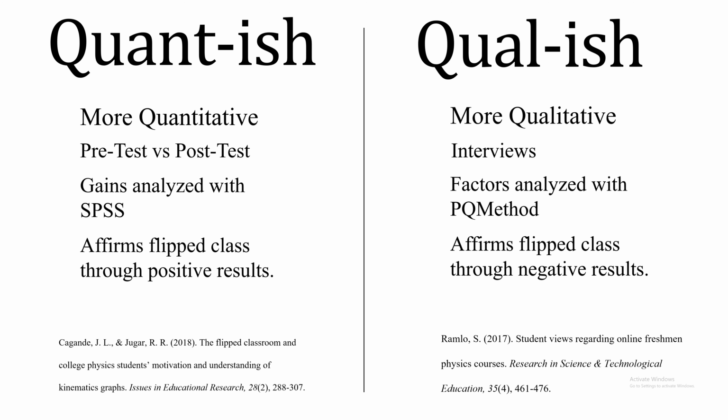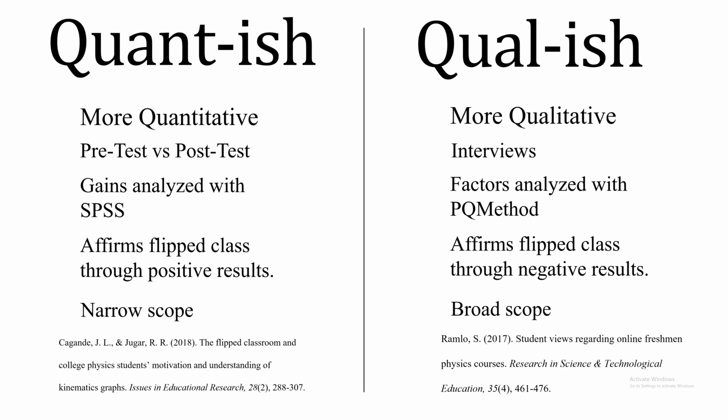Okay, the other way that they differ is that the quantitative piece is affirming the flipped class through positive results. They're trying to show that this is an effective mode of instruction based off of gains from pre-test to post-test. The Ramelow piece is not doing that, but it is still affirming the flipped class. However, it's doing so through negative results, specifically negative results in the views of students on whether or not the flipped class could lose its face-to-face element. So again, it's coming from a different perspective, but it is still affirming the flipped class, which goes back to that bias that they both share in common.